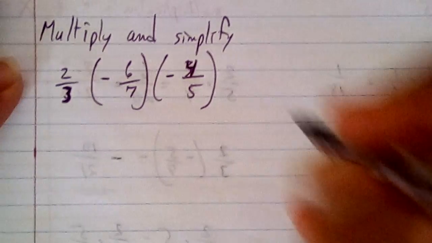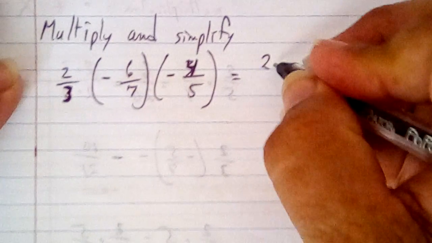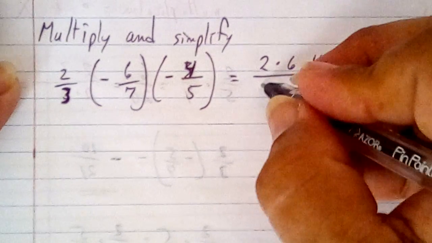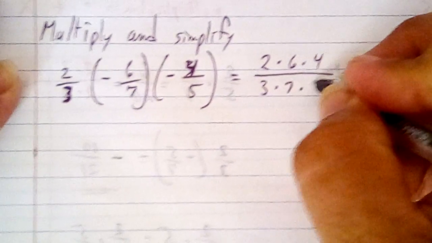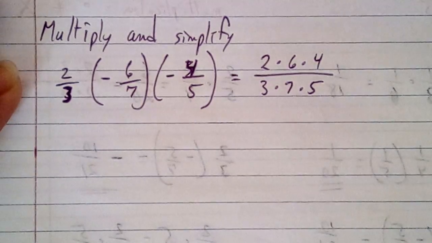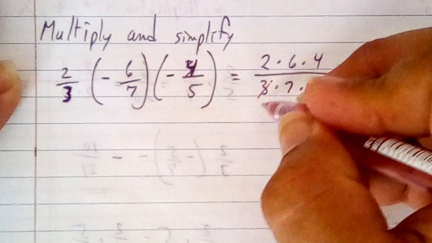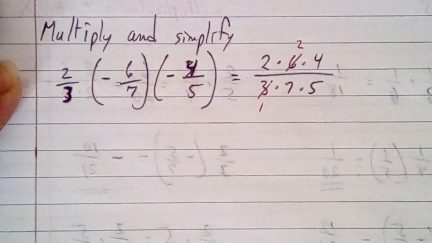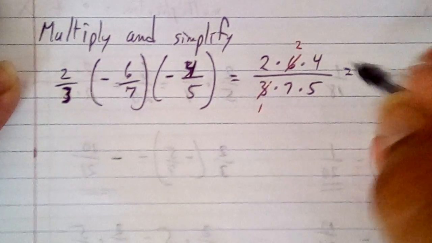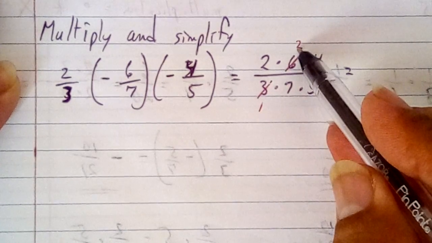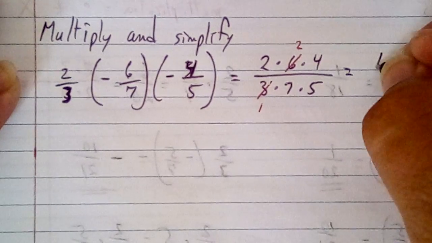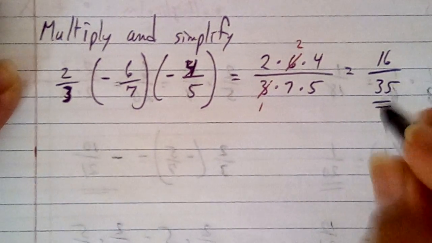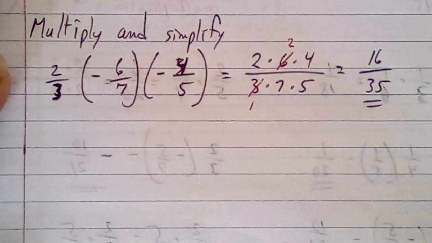So what then happens? This is our step. We'll put 2 times 6 times 4 over 3 times 7 times 5. Can anything cancel? Yes. 3 into 3, 1. 3 into 6, 2. That then gives us a result of 2 times 2, 4 times 4, 16. And 7 times 5, that gives us 35. And that's our solution.